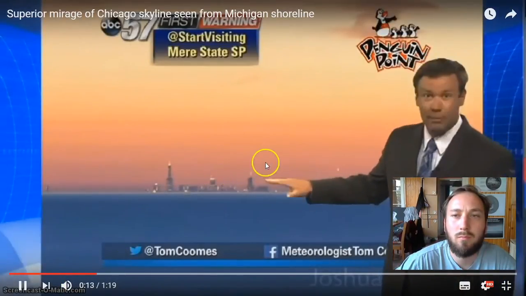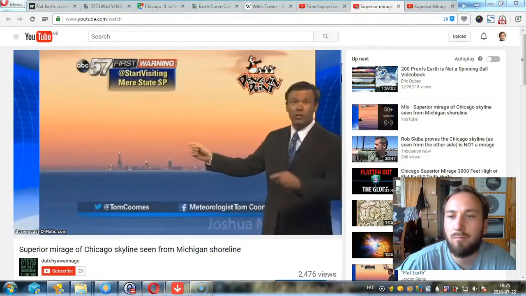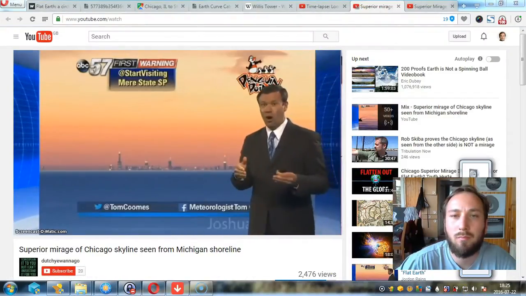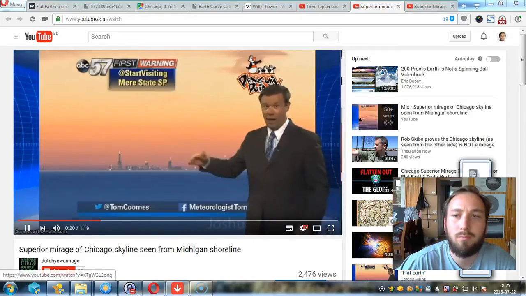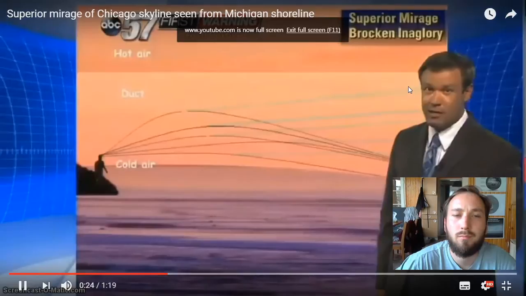Until I found this photo right near State Park. This is from Joshua Nowitzki, and what you're seeing here is a mirage. Typically, would not be able to see this from the Lake Michigan shore. We talked about this last night. Conditions are right on the lake that we're actually seeing a mirage of the Chicago skyline. Very interesting. Here's what's happening.